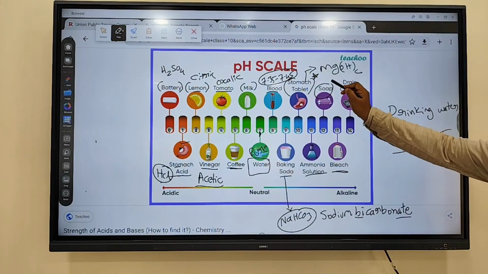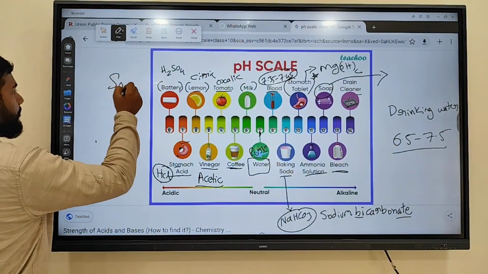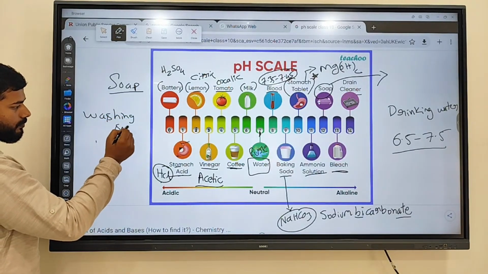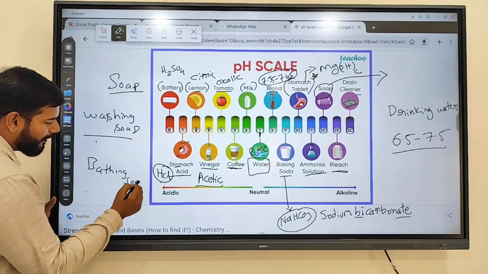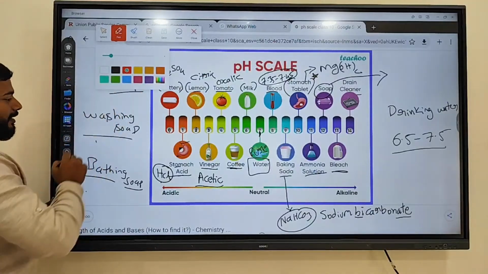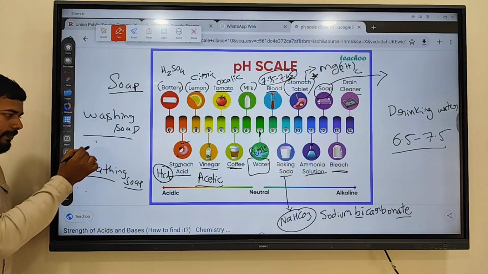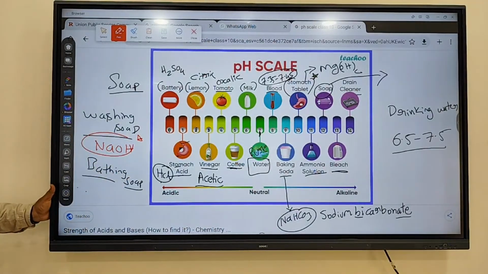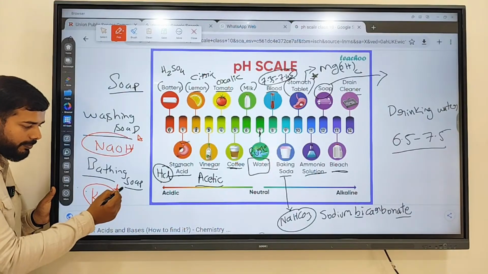Then soap. We have washing soap and bathing soap. Washing soap means for utensil washing, dishwashing, or clothes washing, right? Washing soap is produced with the help of sodium hydroxide. We'll discuss that later. Sodium hydroxide is used to produce washing soap. Potassium hydroxide is used to produce bathing soap.